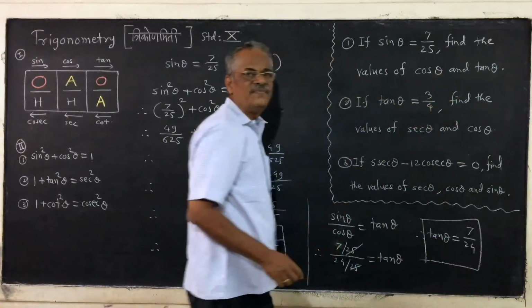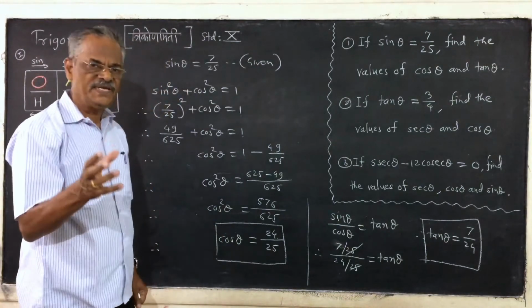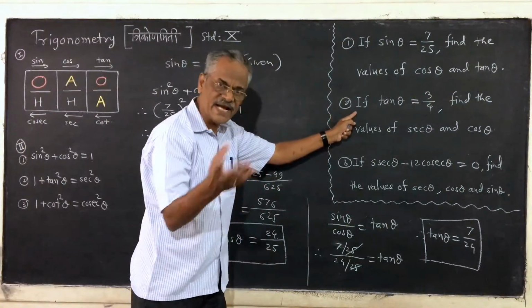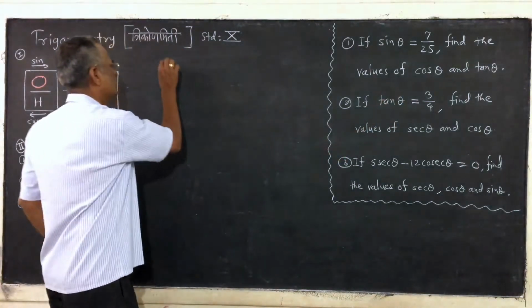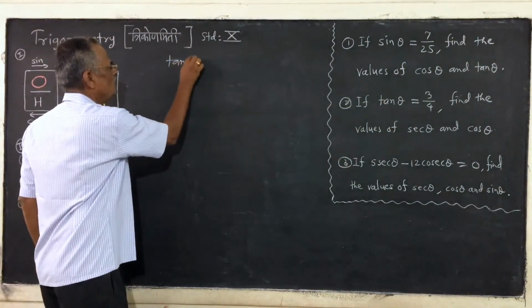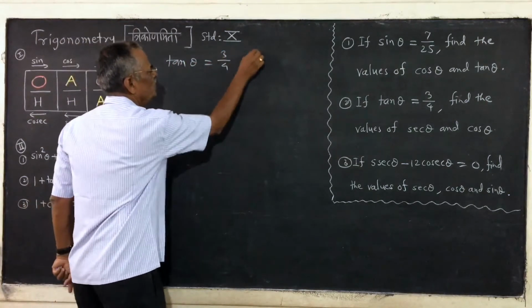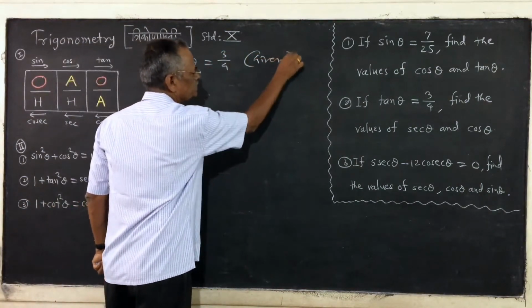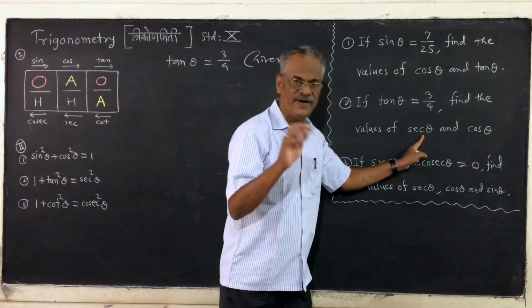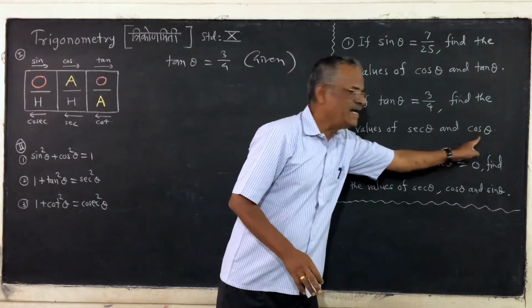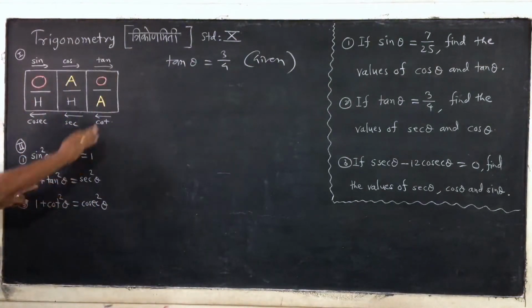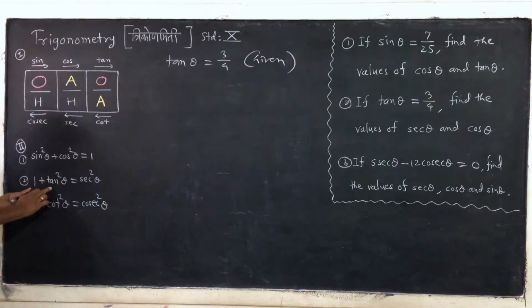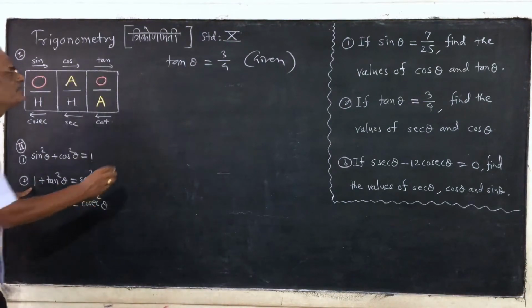This is your first example. After that, let us solve the second one. Second example, tan theta is given. So you can start with the given. Tan theta is equal to 3/4. This is given. What is the question there? Find out sec theta and cos theta. Remember, what are the identities? Tan theta is there, so you can use the second identity: 1 plus tan square theta is equal to sec square theta.